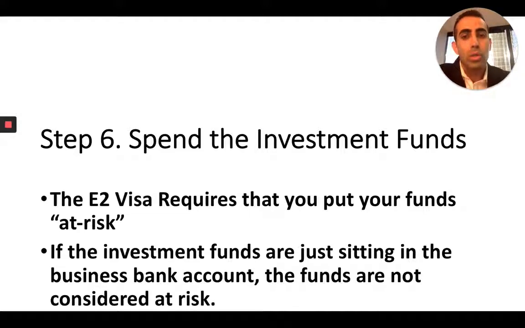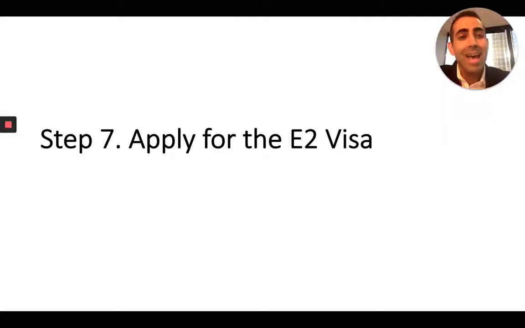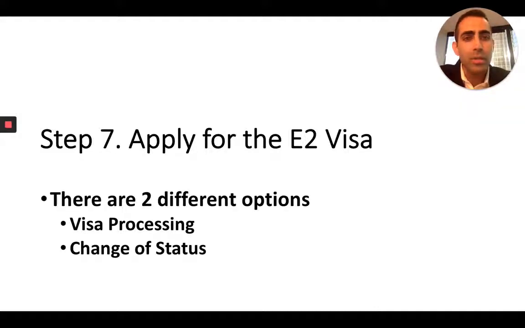Because if the investment funds are just sitting in the business bank account, the funds are not considered to be at risk. So that's why step 6 is to spend the investment funds, either by purchasing inventory, purchasing supplies, purchasing equipment, leasing out an office space, paying for marketing expenses, whatever your business needs. But by doing that, you're actually putting the funds at risk, which is a requirement for the E2 visa. Now, after the funds are put at risk and they're spent, now is the step where you apply for the E2 visa.